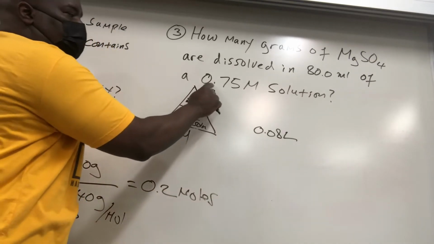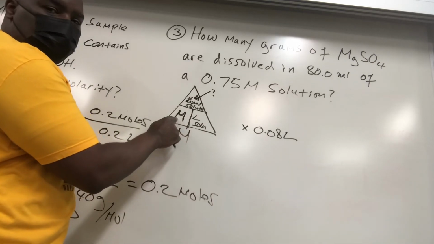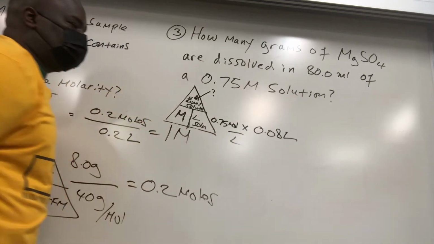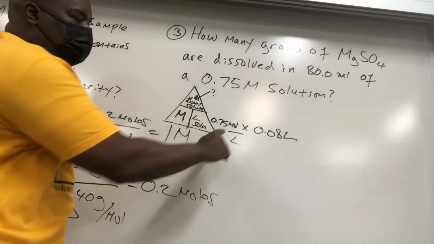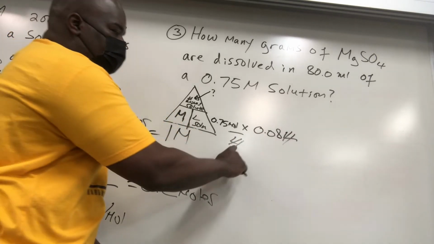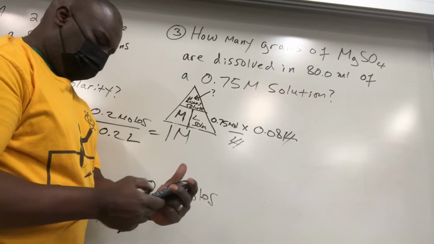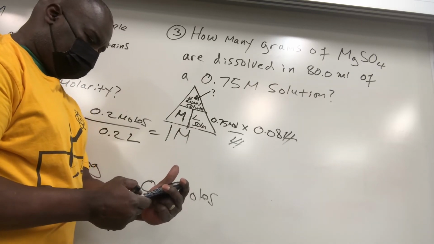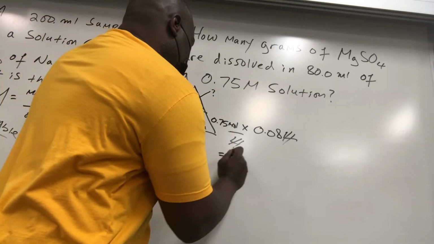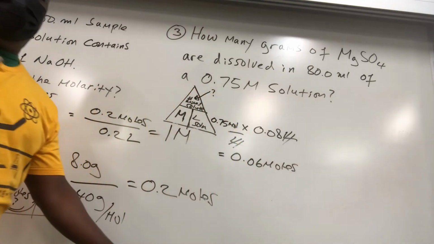Now they gave us big M here, guys, at 0.75 big M. Now remember what we said before, the units of big M are the same thing as moles over liters. Moles per liter is the same thing as big M. So when we're multiplying these two guys right here, the liters and the liters will cancel out, guys. So all you're going to do is multiply 0.75 moles by 0.08. So let's do that. 0.08 times 0.75 equals 0.06. Okay, I'll trust that answer. So that's 0.06 moles. So now we have our moles.